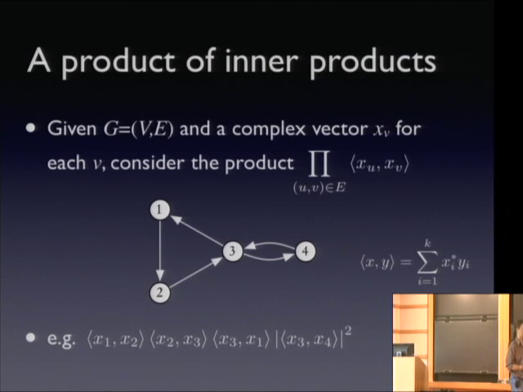So what does the direction signify if it's inner product? The direction, well, if you switch the direction, it conjugates the product, right? So for instance, here's x1 inner x2, x2 inner x3, and for x3 and x4, I have both directions, so I have the absolute value squared. All right?